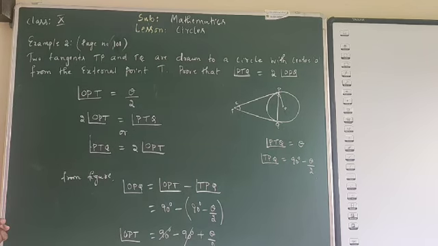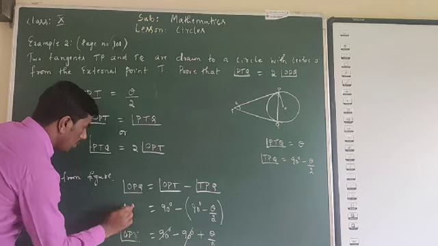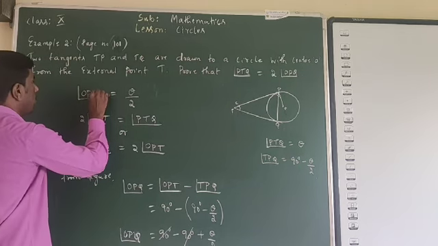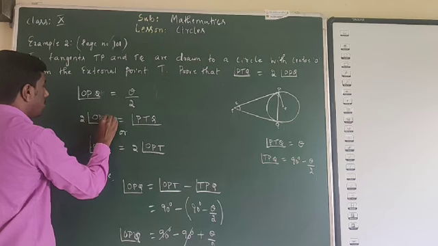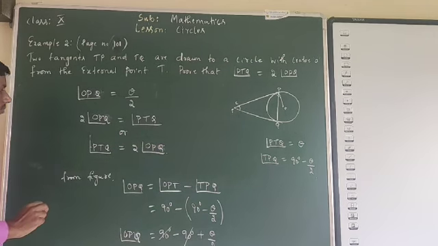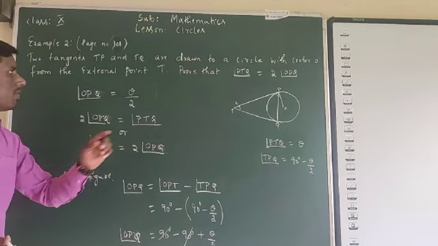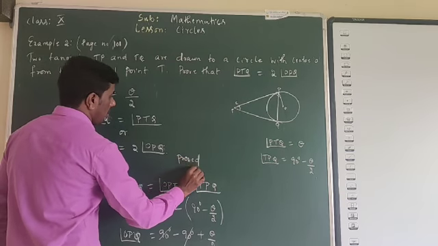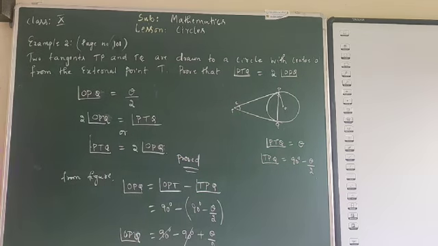It's not OPT, it's OPQ. So this is OPQ, this is also OPQ. Okay. So PTQ is equal to 2 times OPQ. That is what I needed to prove. Okay. So that's it.